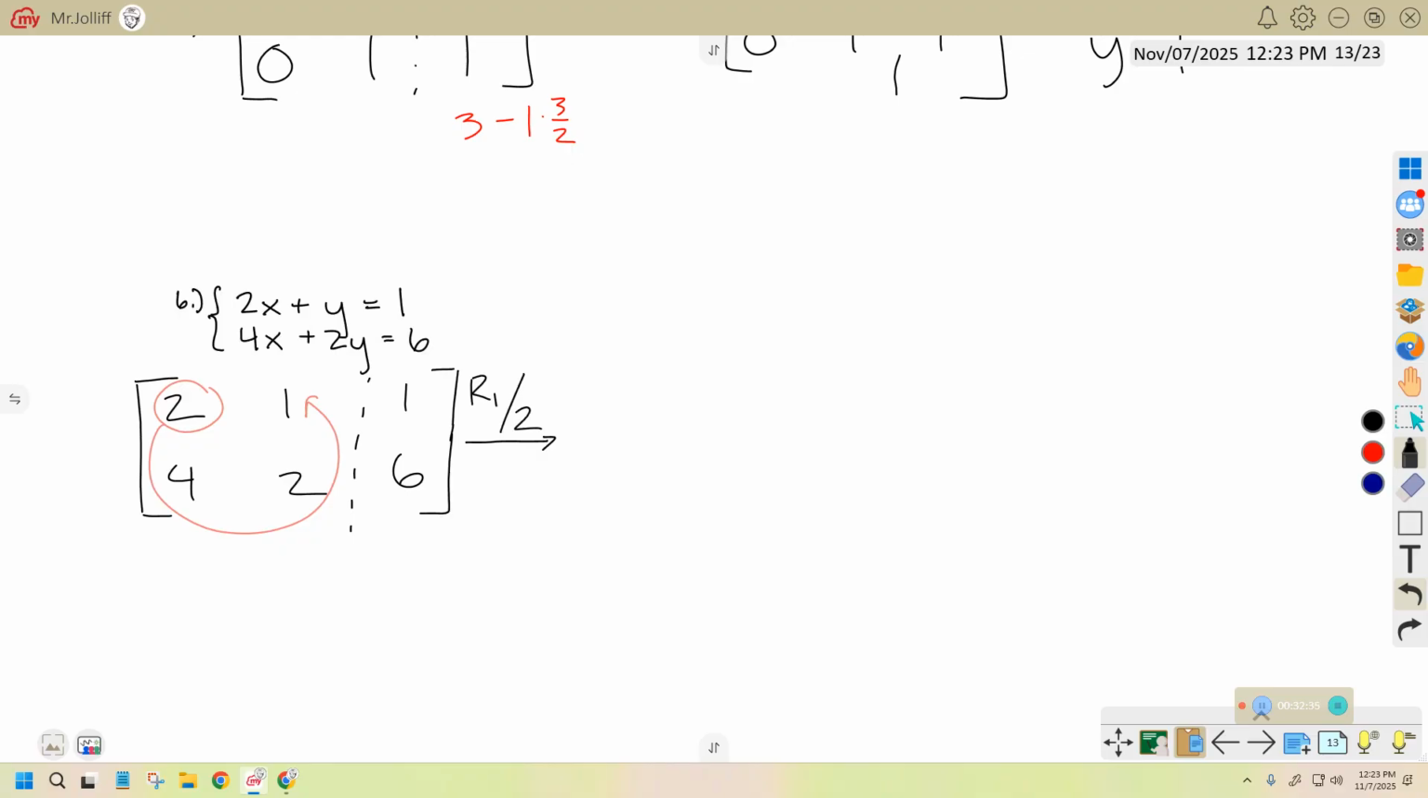Yeah? 2 divided by 2 is 1. Probably the fastest way to do it. Which row stays the same? Bottom. Very good. So 4, 2, 6. And then I do the multiplication across row 1. So 2 times a half is 1. 1 times a half is a half. 1 times a half is a half.